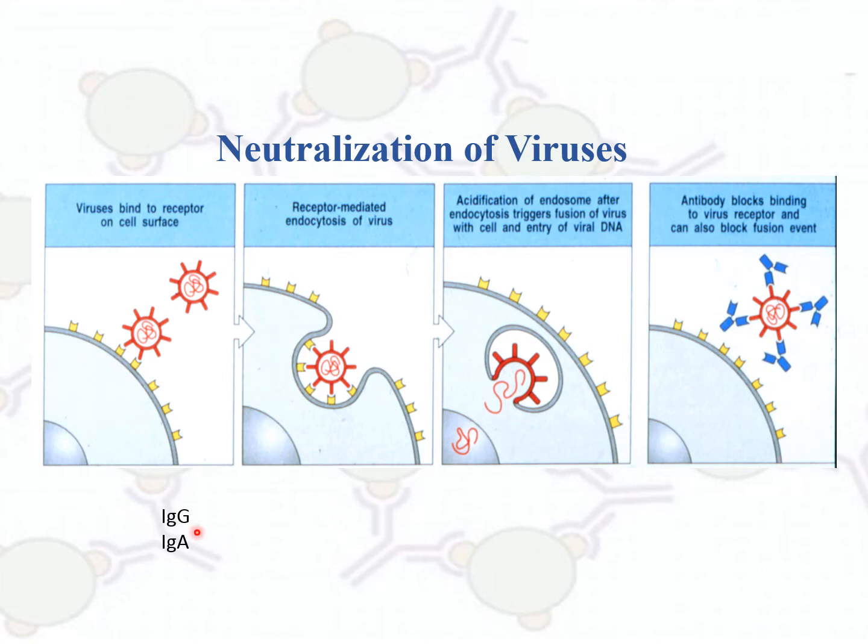IgG provides immunity to viruses by neutralization in tissues, and IgA provides neutralization of viruses in cell linings.